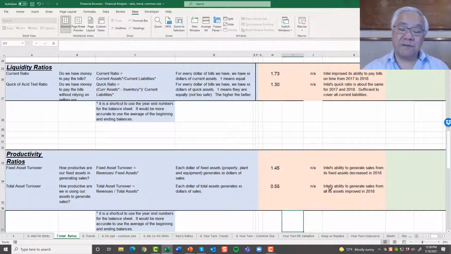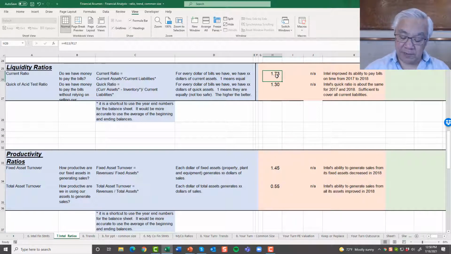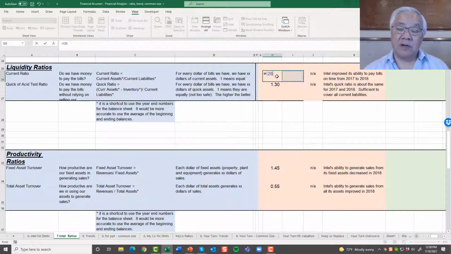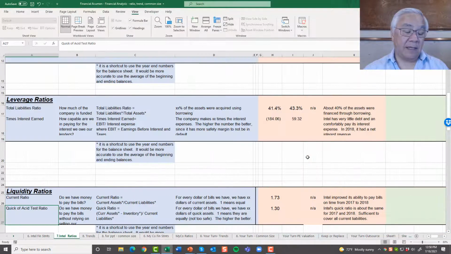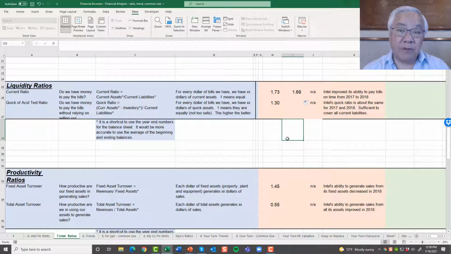So let's do the first one. Let's just go from scratch. Equals current assets divided by current liabilities, right there, enter. And we can copy that. And it went from 1.69 to 1.73. That's very, very close. Essentially did not change.